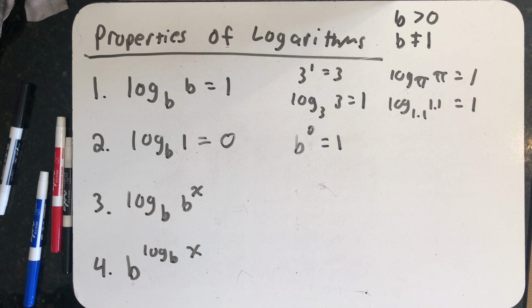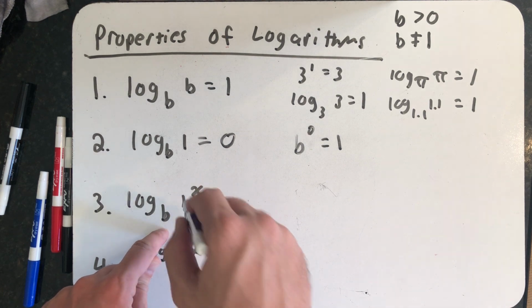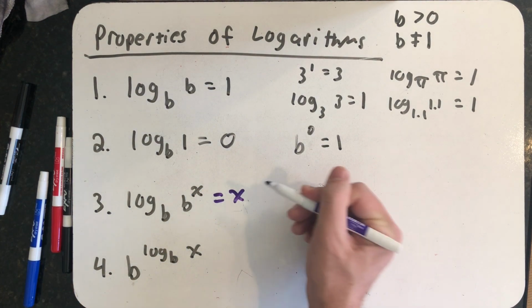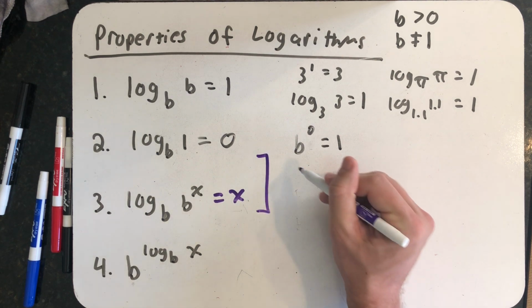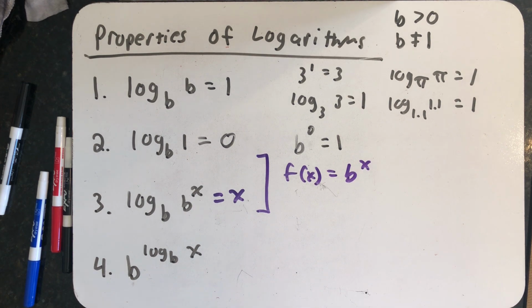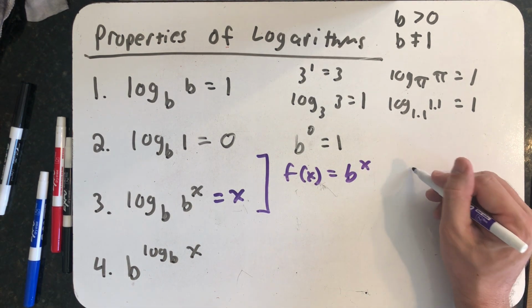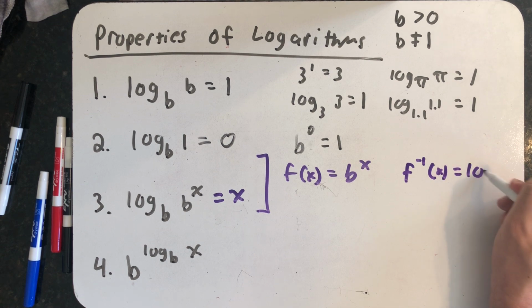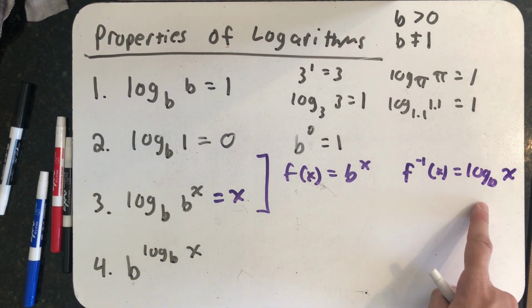This next statement is actually just almost silly. What power do I raise b to get b raised to the x power? Well, that would have to be x. So while seemingly silly, if I think about the function f of x is b raised to the x power, we define the logarithm to be its inverse function. So these two functions are inverses.